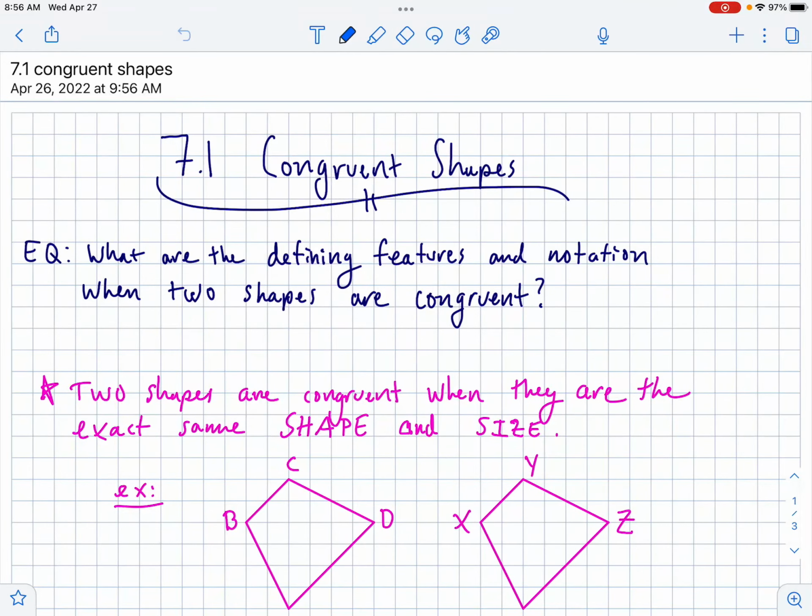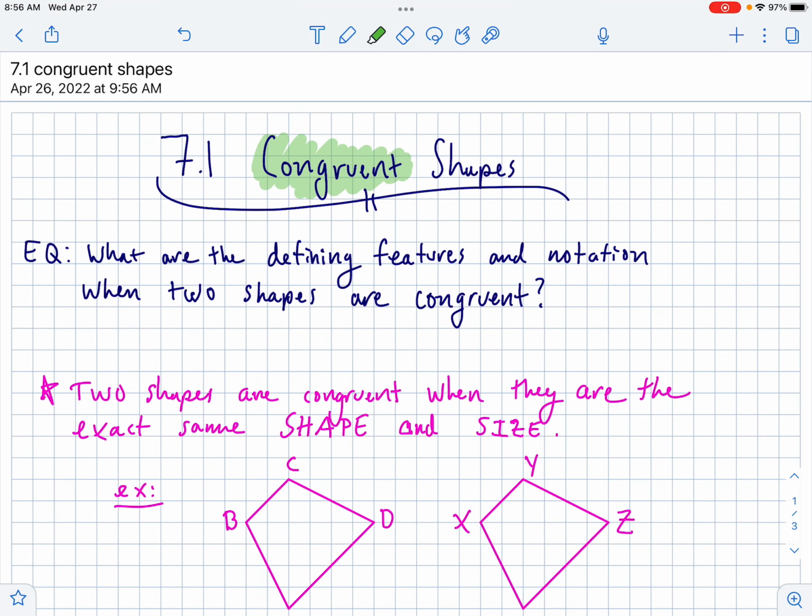All right, AGS1. Today we're starting mod 7, which is sort of a short mod in terms of mods. It's a lot shorter than the other ones that we've done. But today we're going to start to talk about congruent shapes. Congruent's going to be a big word today.